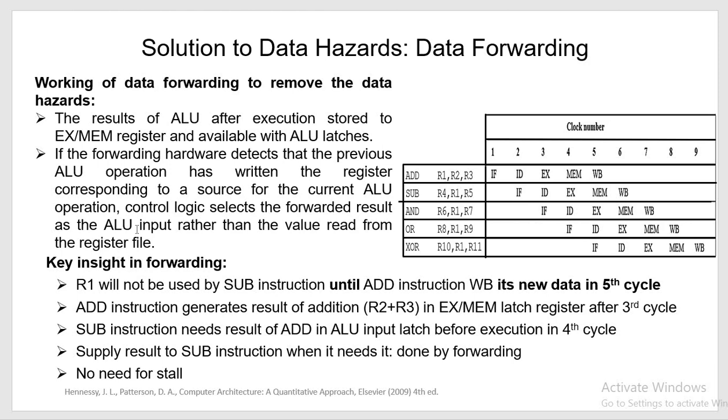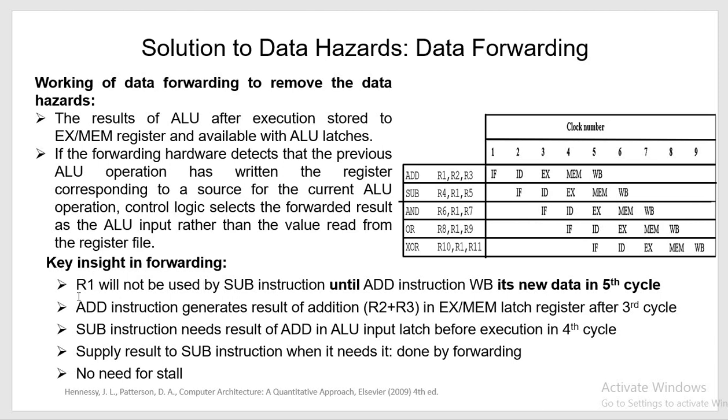So what does it mean? The forwarding hardware will read the result from the ALU registers rather than reading it from the R1 register. Okay, so this is the solution, called data forwarding, to avoid the data hazards in pipelining. So this is the discussion which is written over here.